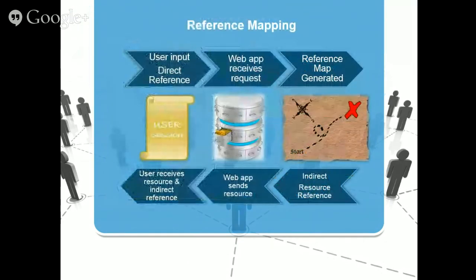This is just to give you a mental depiction of what reference mapping actually means. It's user input. The web application will take the user input. The user is authenticated already, so they're able to speak with the web application or with the directory. The web application is then going to make a reference map, and that map is going to give them an indirect reference for the object that's being retrieved. And then the app is going to send the resource back to the user, and the user receives the resource and its indirect reference.